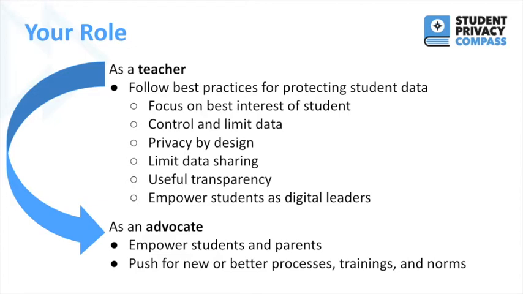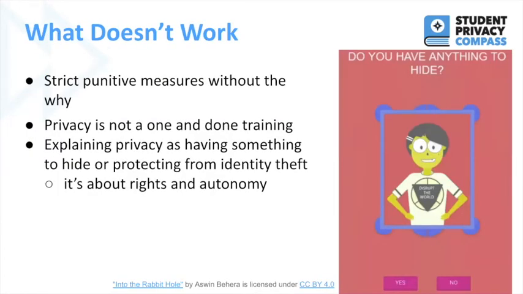As an advocate, you can work to empower students and parents and push for new or better processes, trainings, and norms. When advocating for a culture of privacy, it's important to know what doesn't work. Having strict punitive repercussions for not complying with rules, without an understanding of why certain protections are in place, leaves people with little reason for genuine buy-in or feeling as though these rules are only in place to enforce rather than help. An hour-long training on laws is a start, but privacy is not a one-and-done training. Trainings that happen once a year don't tend to stick and can be quickly forgotten.